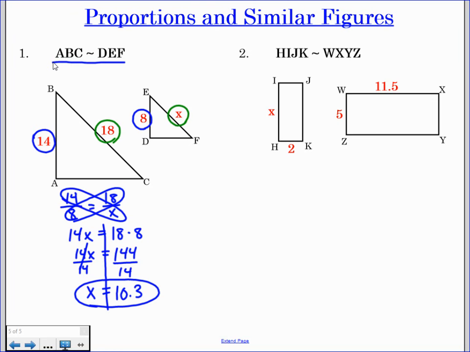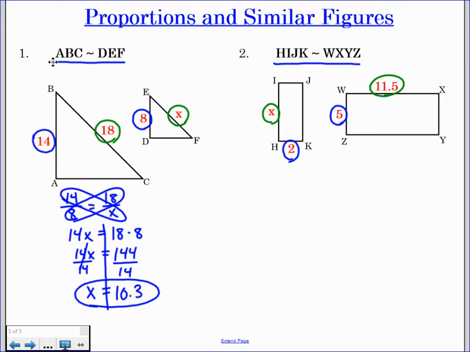Next one, number 2. Got two rectangles here. They are similar. I'm telling you that by giving you the similarity statement. Again, we have to be careful here because the larger rectangle looks like it's rotated a little bit. So corresponding sides aren't going to line up quite as visually nicely as in problem number 1. You've got to make sure that you catch that 2 corresponds with 5. Those are the two widths, the two short sides of our rectangles. And then that means that x is going to correspond with 11.5.